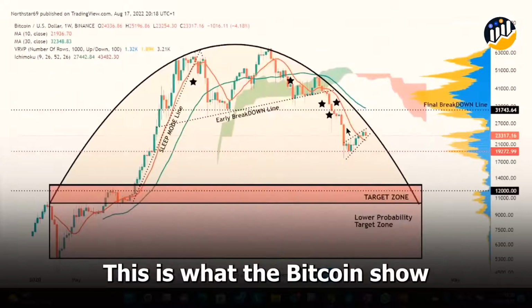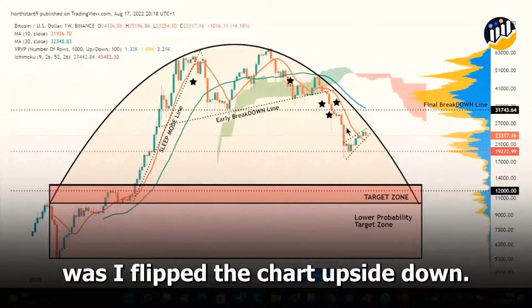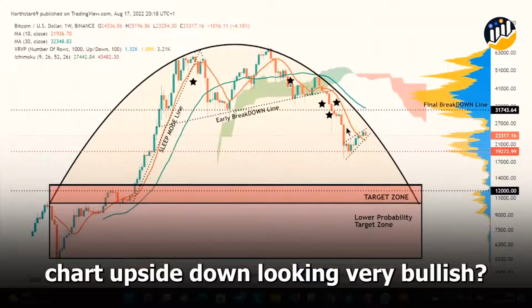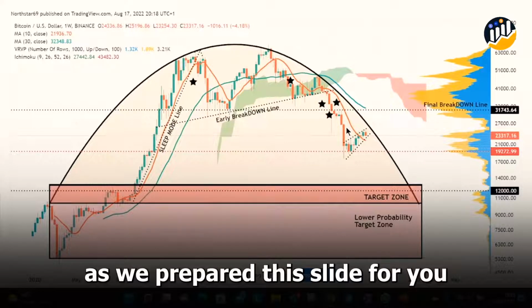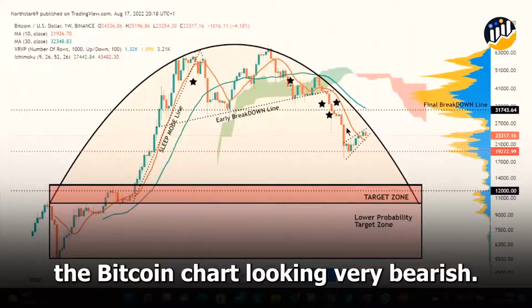and just advancing through the charts here. This is what the Bitcoin chart actually looks like. All I did there was I flipped the chart upside down. So what you were looking at a moment ago was the Bitcoin chart upside down, looking very bullish. But this is the Bitcoin chart as we prepared this slide for you a couple of days ago, and it shows the Bitcoin chart looking very bearish.